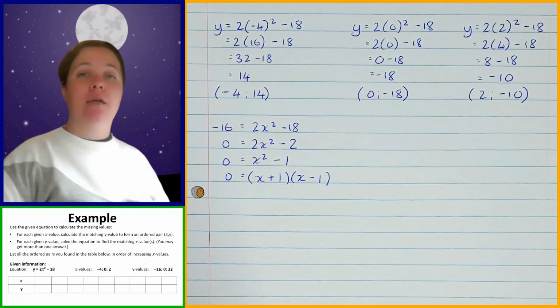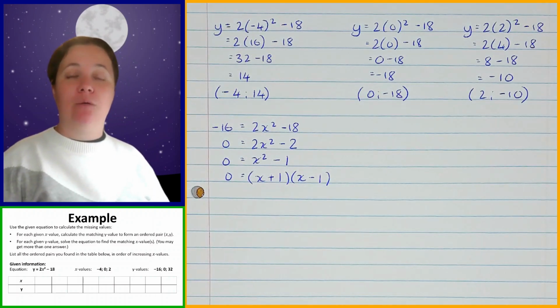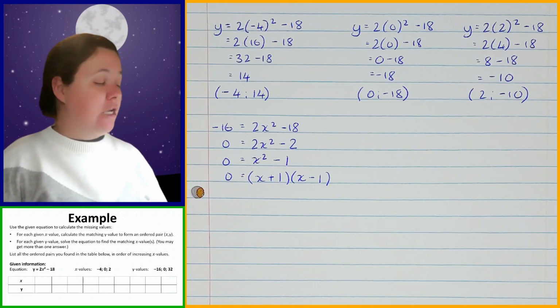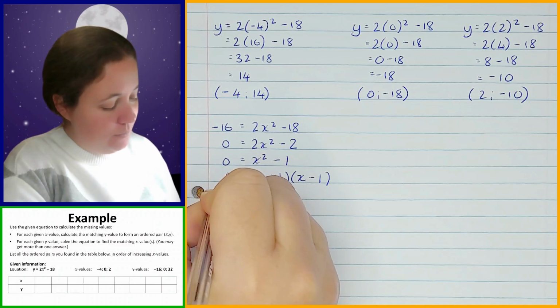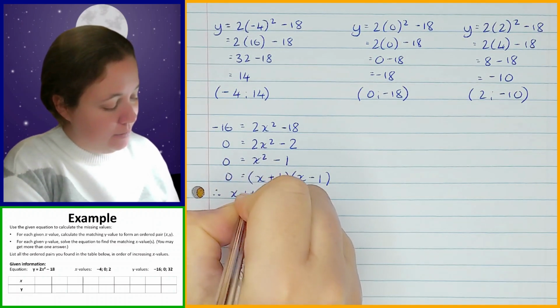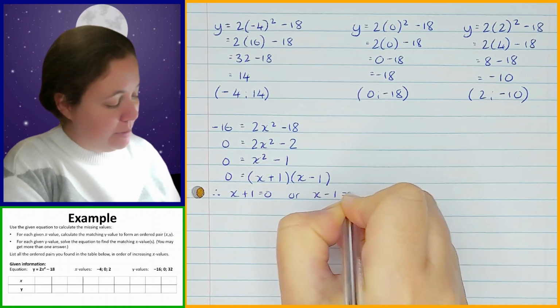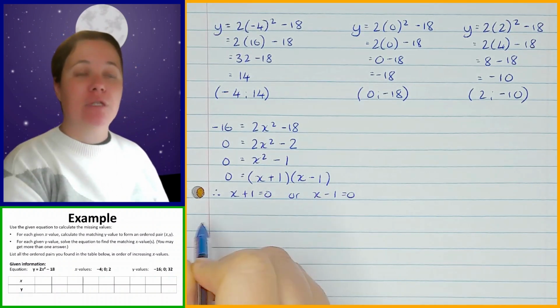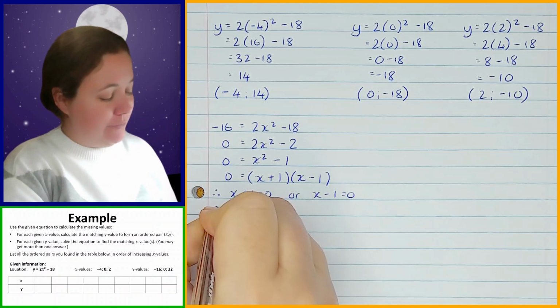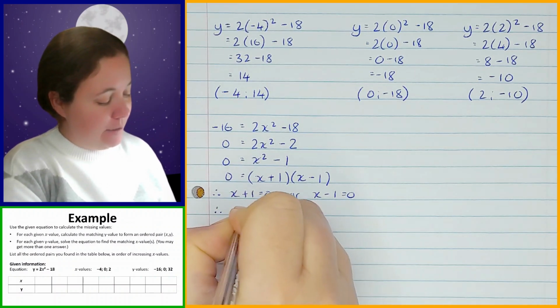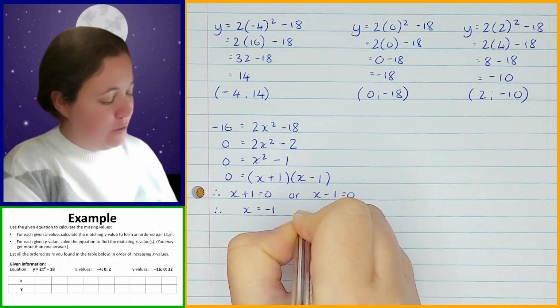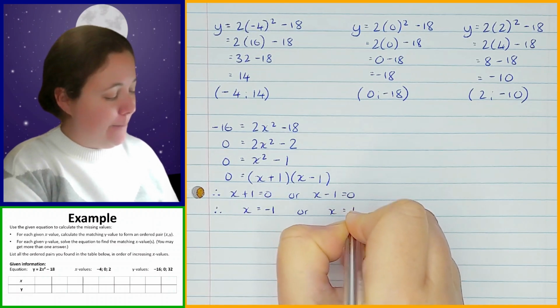When I've got a factor multiplied by a factor equal to 0, the only way that I can get 0 when I multiply them together is if at least one of them was 0 to start with. So now I can say, therefore, x + 1 must be equal to 0, or x - 1 must be equal to 0. Now I can solve each of those little equations to find out what the values of x are. So therefore, x = -1 or x = +1.